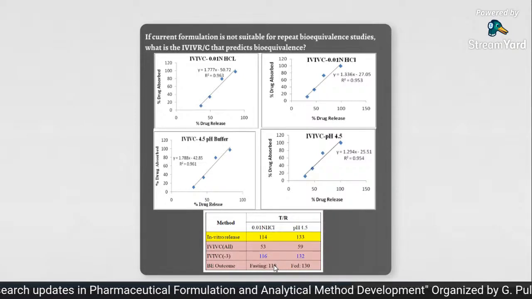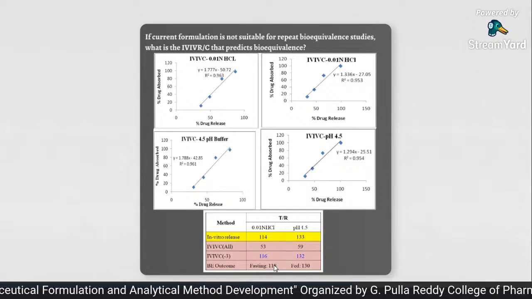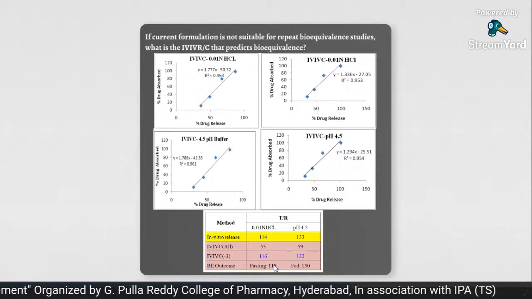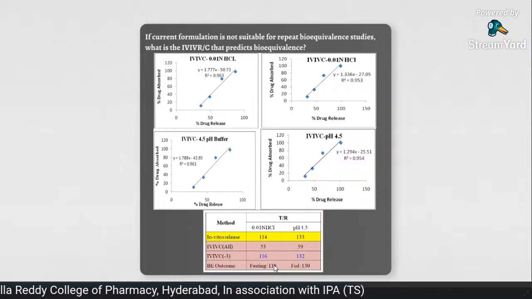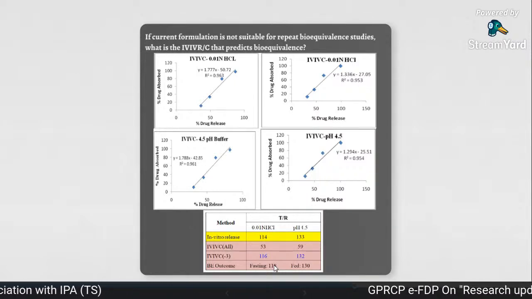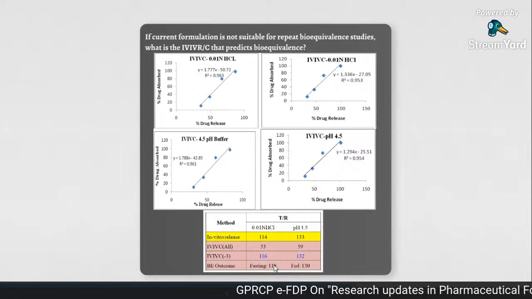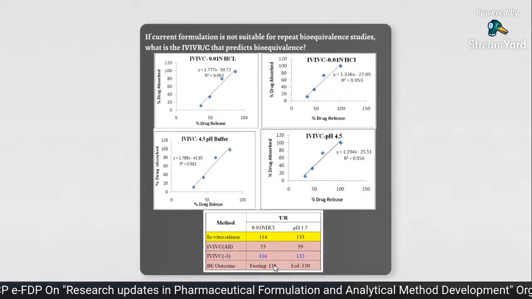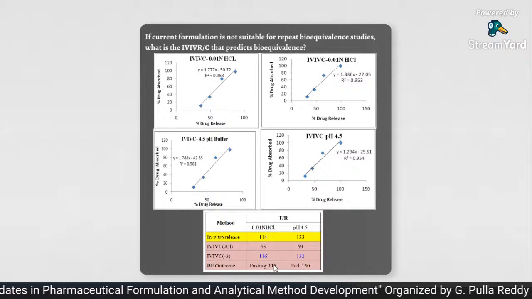So that's why we have reduced the number of batches. If this tooling had not been there, you can imagine how many batches we would have fabricated. In that way, by making only one batch, we got success in getting bioequivalence. So this is how in vitro tooling or IVIVC helps us to reduce the number of batches and to get bio success.